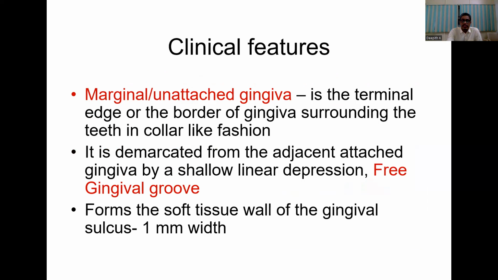Coming to marginal gingiva, it's also called unattached gingiva. It's the terminal edge or the border of the gingiva surrounding the teeth in a cord-like fashion. It is demarcated from the adjacent attached gingiva by a shallow linear depression called the free gingival groove. It forms the gingival sulcus.